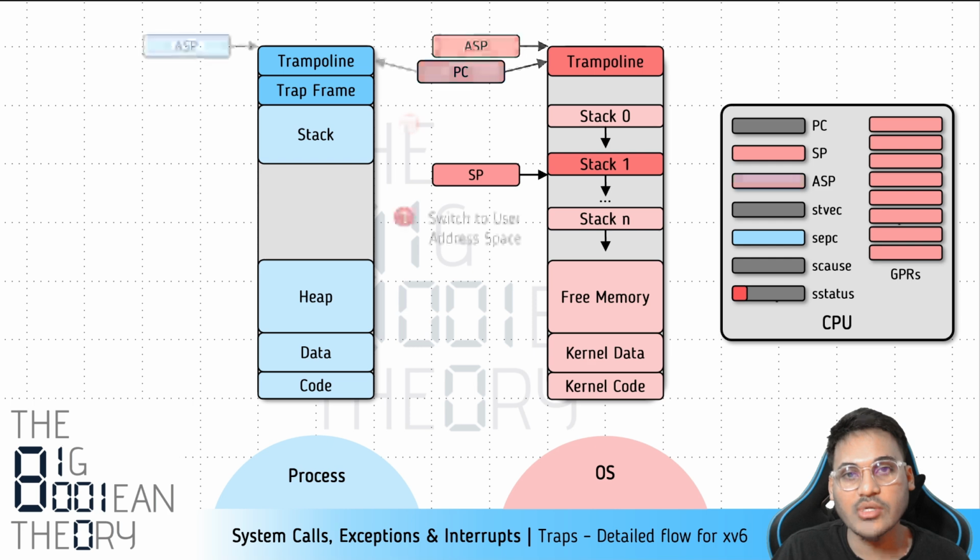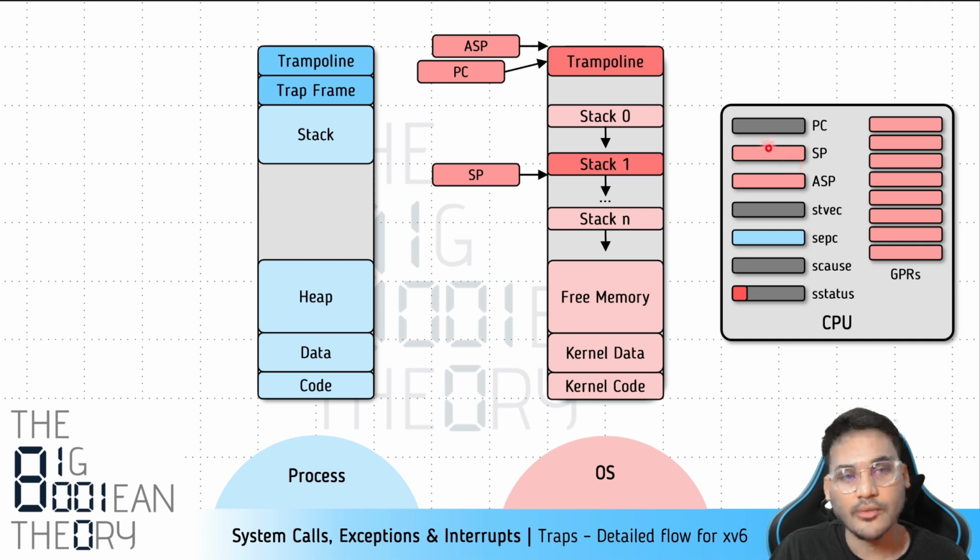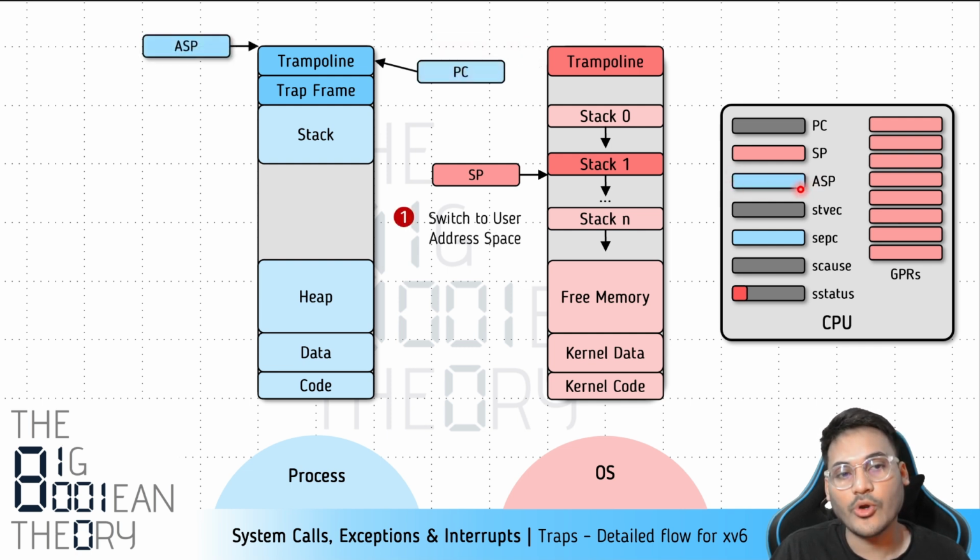When that happens, you can see the program counter also, although we did not change the program counter, now refers to the user address space. Before this switch, the address space pointer was pointing to the kernel address space. After the switch, it is pointing to the user process address space. So this was the first thing that we changed.